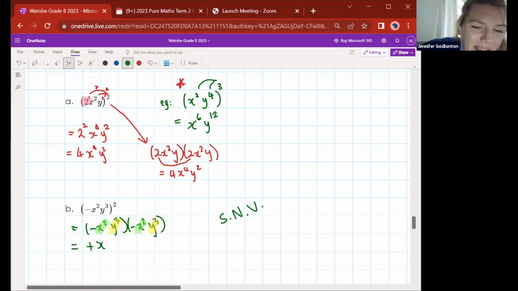So we're going to have x to the power of 4, y to the power of 6. Some people might find it easier to think of that as a -1. And so you're saying -1 squared, which is +1.